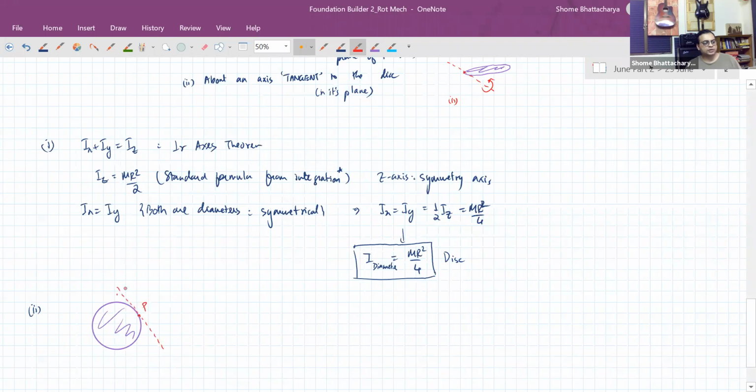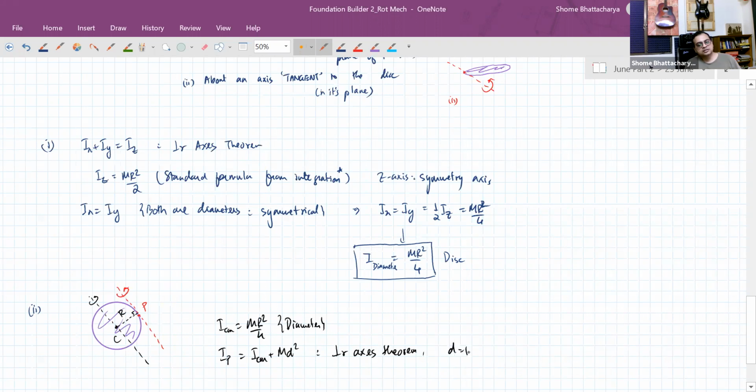I want to calculate the moment of inertia about this axis. So I just choose another axis which is parallel to this one, but passing through the center of mass. So that becomes nothing but a diameter axis. And the perpendicular distance between these two is R. So ICM in this case is mr square by 4 because it's a diameter axis. So IP just becomes ICM plus MD square. This is our statement of the parallel axis theorem.